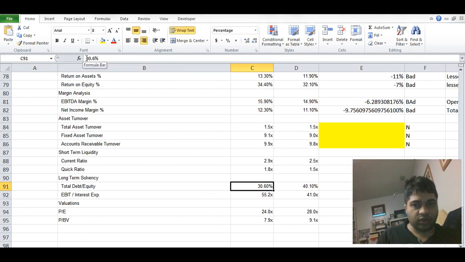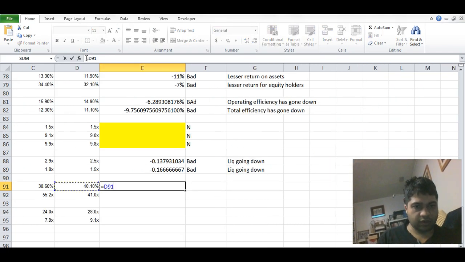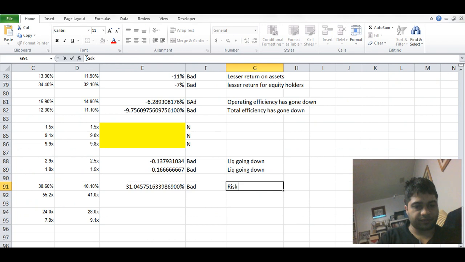Then total debt to equity ratio, debt going up 31%. So it depends on the environment, taking leverage can be good or bad, but risk has gone up if you increase the debt. The risk of doing business is up.